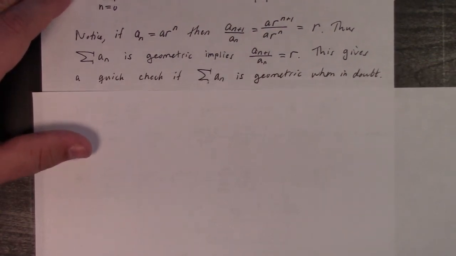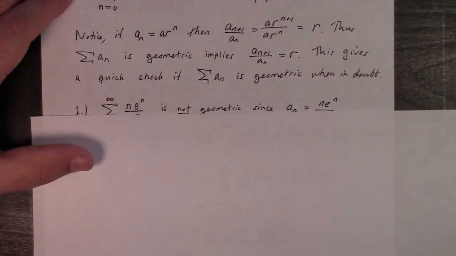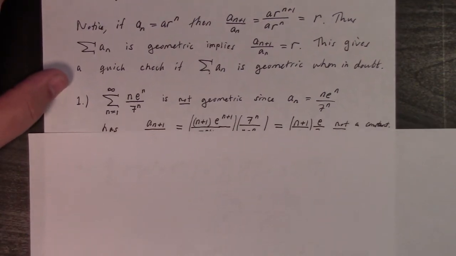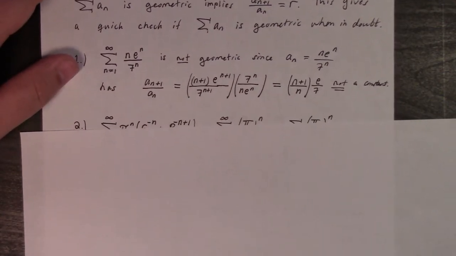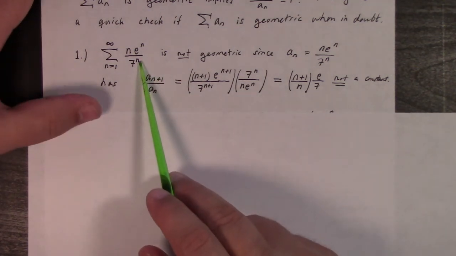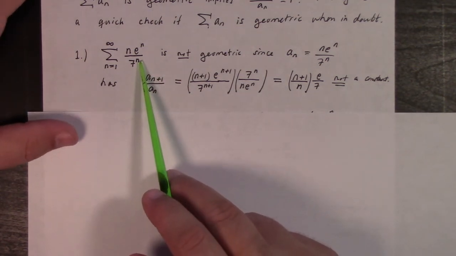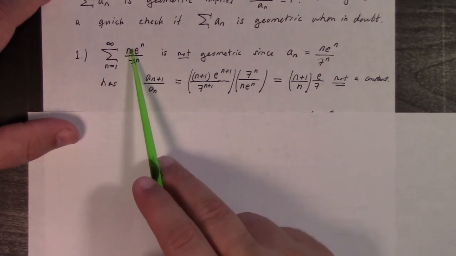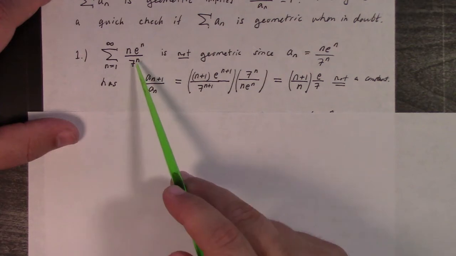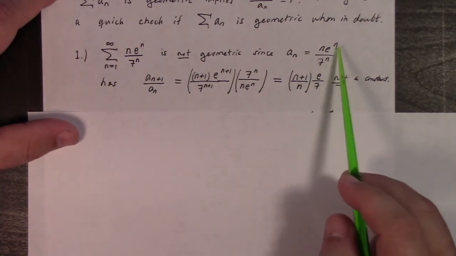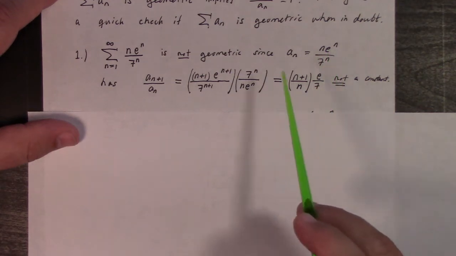That also gives us a quick check to see whether or not a given series is geometric. If you're in doubt, here's a non-example. Let's see here. So you've got n e to the n over 7 to the n. I can tell you from experience that n sticks out like a sore thumb. If there's an n sitting there, it's not going to be geometric. Now the e to the n over 7 to the n, that's good. That would work out, but that n is going to spoil it for us. Let's see how it happens.